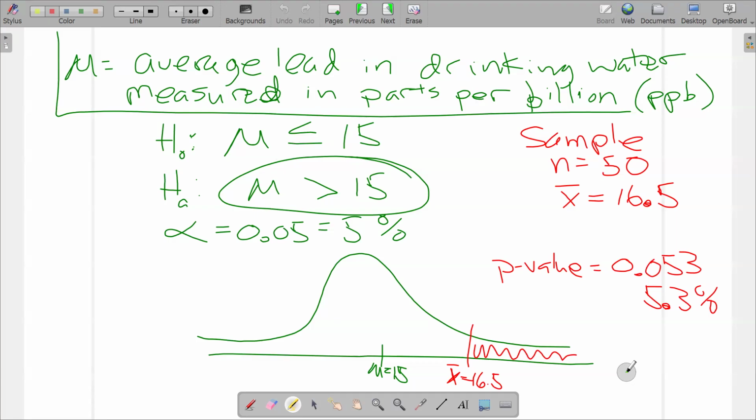But again, that's a judgment call. So sometimes these tests give us definitive things to say about it. Sometimes they don't. All right, let's do another problem.